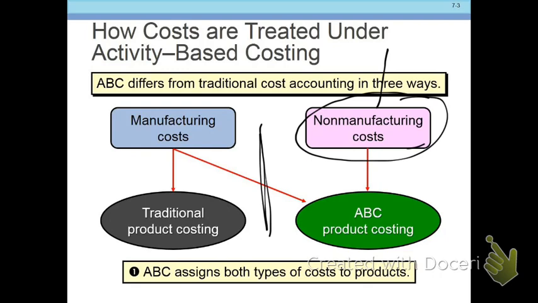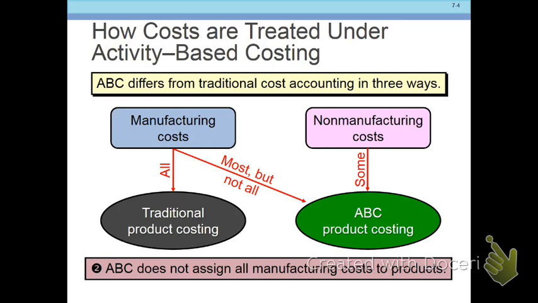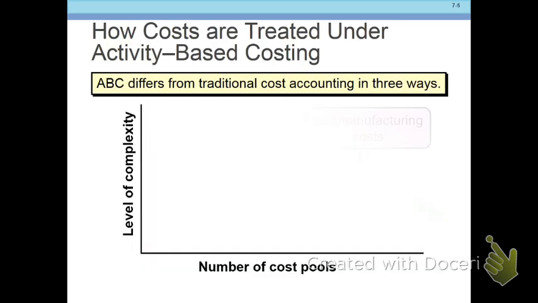So, first thing, ABC, activity-based costing, is going to include both non-manufacturing as well as manufacturing costs. I should also point out that this is relatively new. It has only been around since about the 80s. So you can see here that activity-based costing includes most, but perhaps not all, of the costs. We'll find out why in a minute. It's also going to include some non-manufacturing costs.